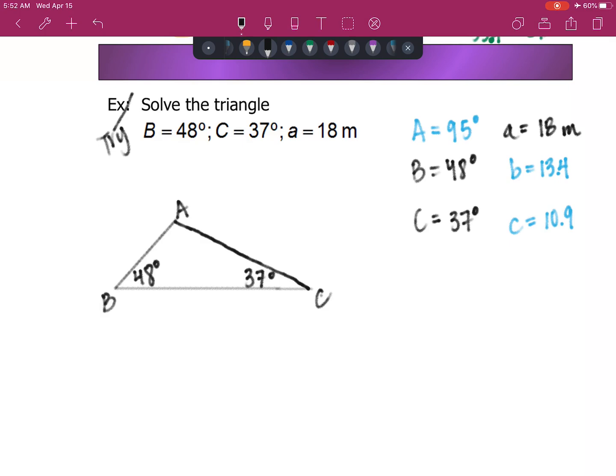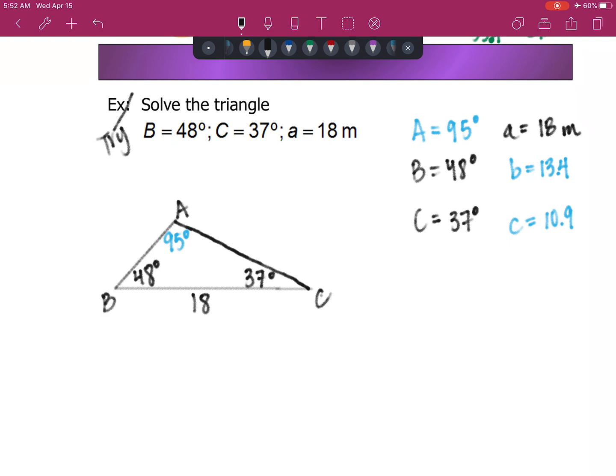So here I've got 48 degrees, 37 degrees. Well, I can use the triangle sum theorem to get my 95 degrees. So we're good there. Across from the 95 degree angle, I'm going to have the largest side. So 18 is going to be the largest. So my other values should not be bigger than 18. Other values that I find in those side lengths should not be bigger than 18.